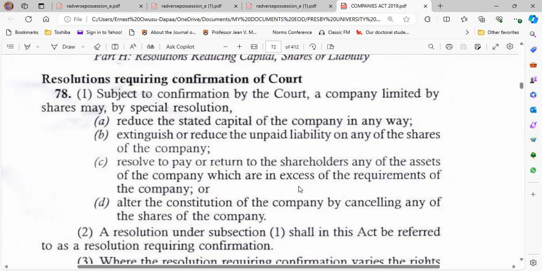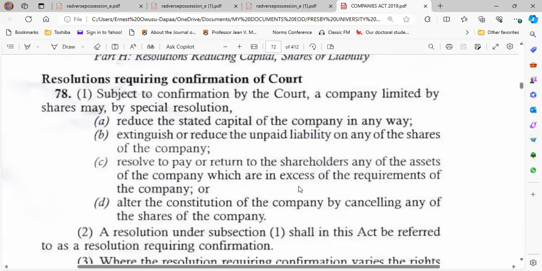It is only in the case of an unlimited company that it is allowed to reduce its stated capital by passing an ordinary resolution. But apart from that limited instance, all other companies, if they want to reduce stated capital, must do so by passing a special resolution. And this special resolution, as section 78(1) chapeau tells us, is subject to confirmation by the court. So when you have passed a special resolution, you haven't finished the process. You need to go to court and get approval by the court before the process can complete.